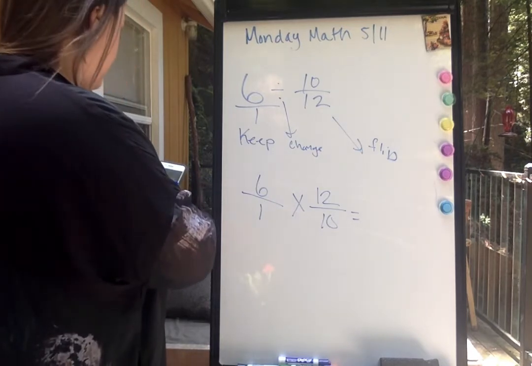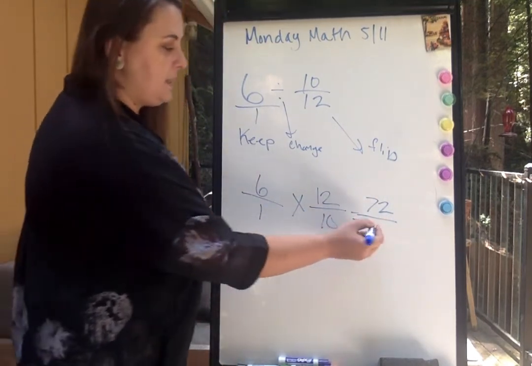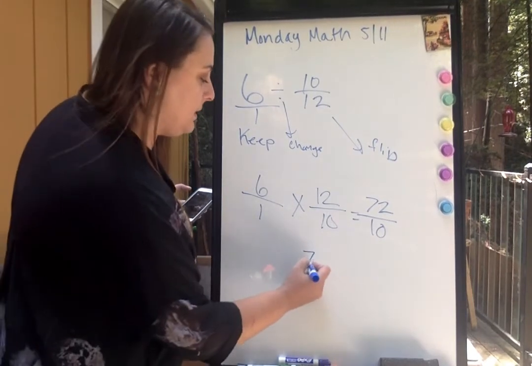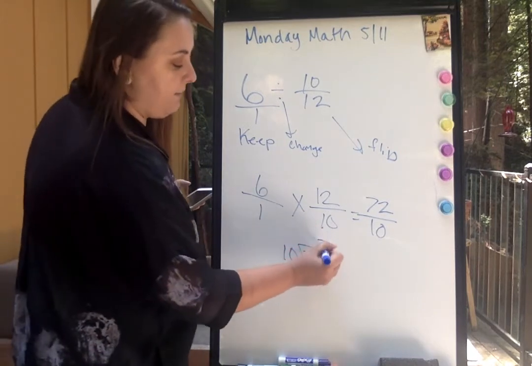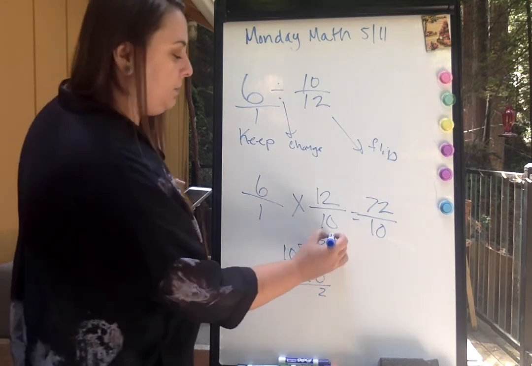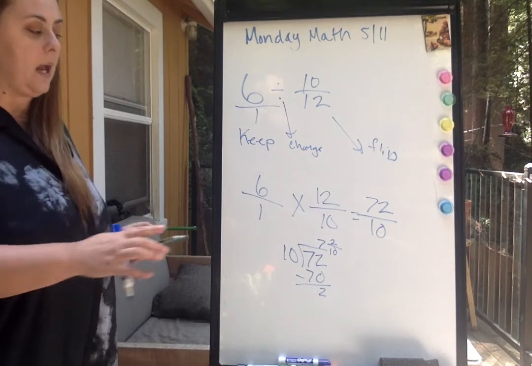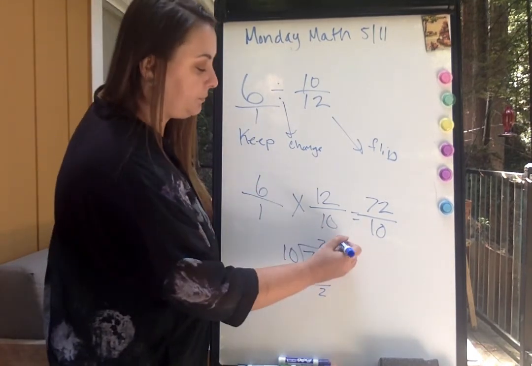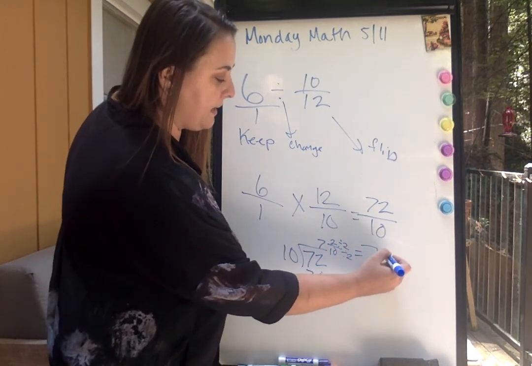And you've got 6 times 12, which is 72. 1 times 10 is 10. Now you're going to have to reduce. So 72 divided by 10. Well, I know that 10 times 7 is 70, leaving me with 2. 2 becomes my new numerator. 10 stays as the denominator, but I can still reduce 2 tenths because both those numbers are even, which lets me know I'm going to be able to at least divide them by 2. So 7 and 1/5.